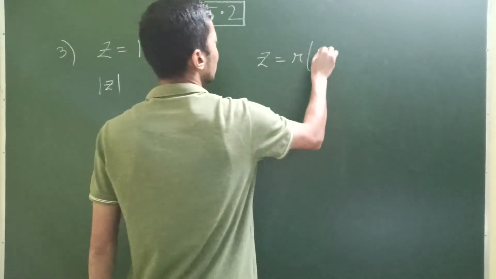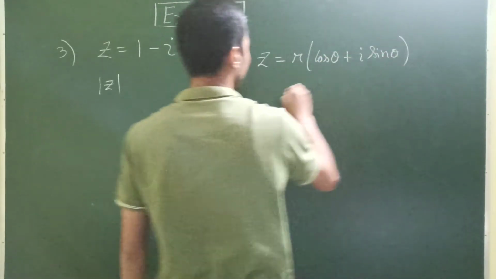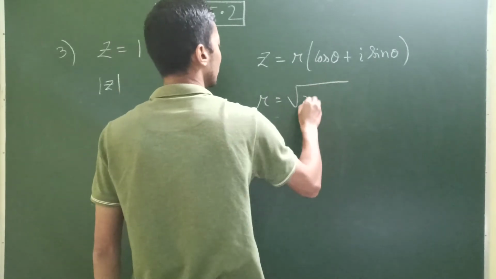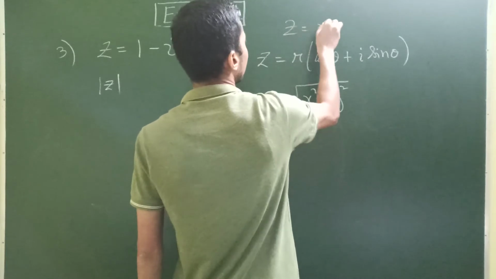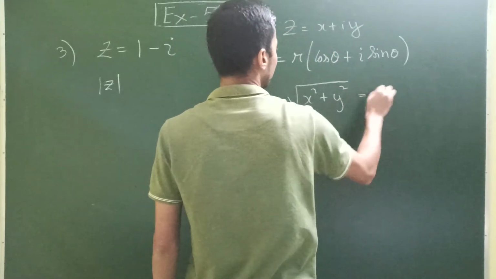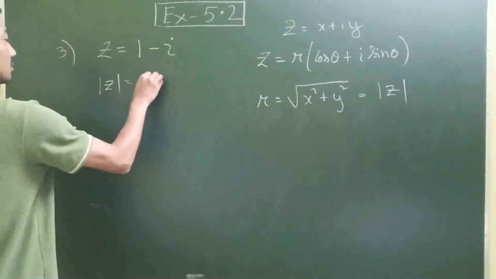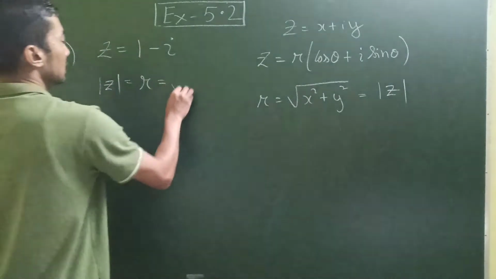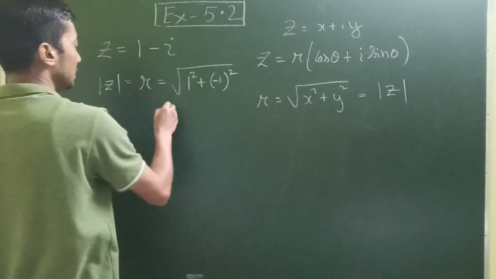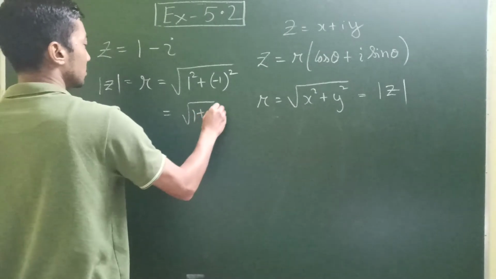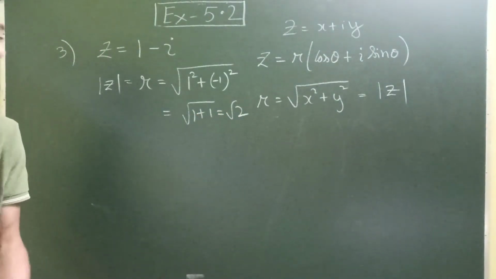It was r cos theta plus i sin theta. What was the value of r? It was root over x square plus y square if our complex number is x plus iy, which is also the same as the modulus of z. So here also we will find the modulus of z, that is root over the sum of the squares of the real and imaginary parts, 1 plus 1, that is root 2.